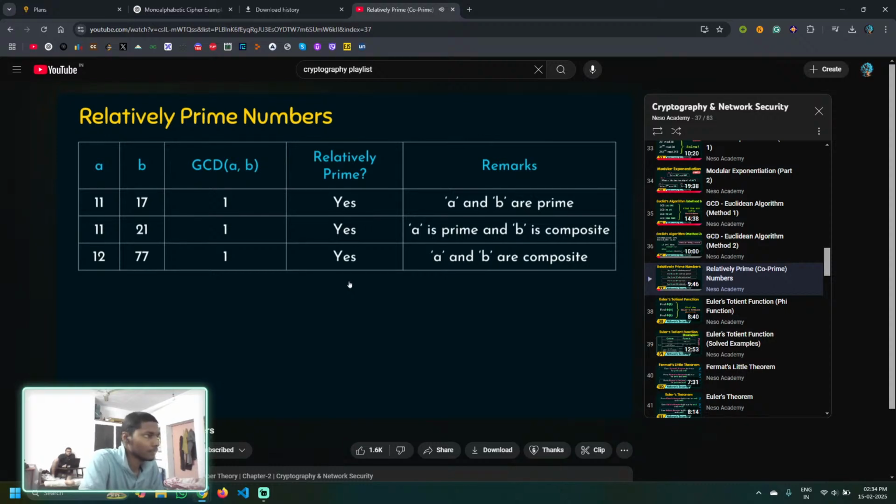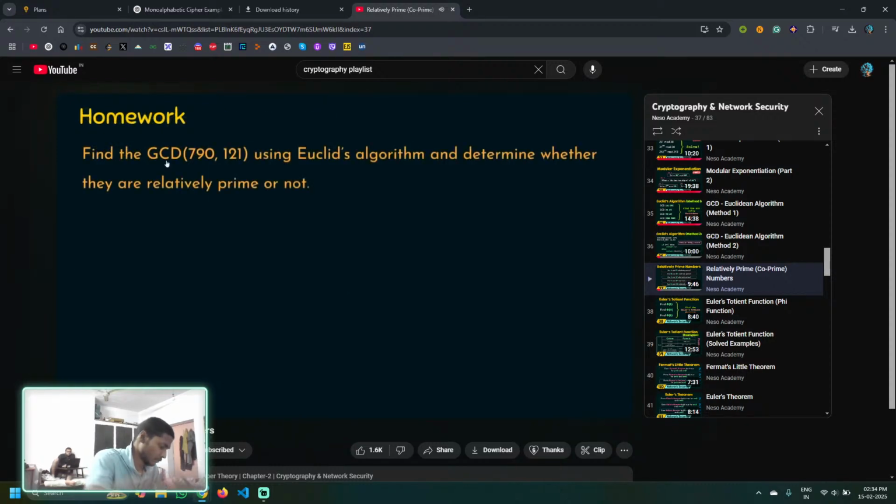And that's it, guys. Before we sign out, let's see the homework question. The question is, find the GCD of 790 and 121 using Euclid's algorithm. After finding the GCD, you are required to determine whether they are relatively prime to each other or not. I request you to solve this homework problem and post your answers in the comment section.